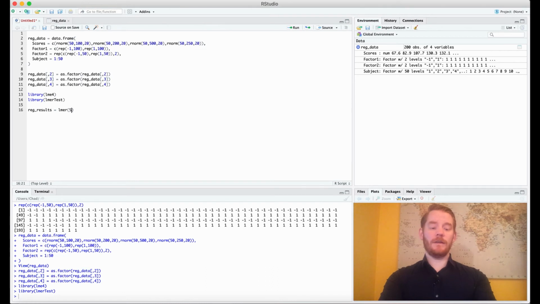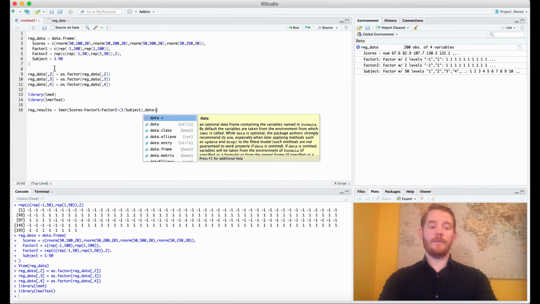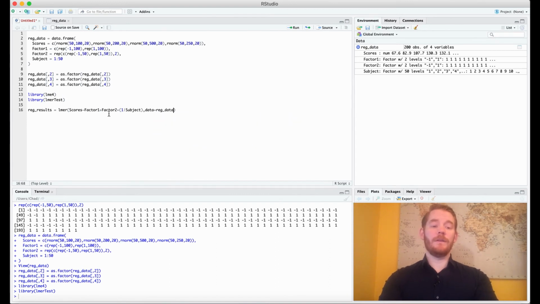Great. So now what we need is reg results equals lmer. The first thing we put in here is scores, which is our y variable. Then we could put factor 1 plus factor 2. Next we're going to add our random effects, which is telling it that we're using a repeated measures design. We're going to do that using one, vertical bar, subject. So we're using the subject ID. And finally, we need to add our data frame in there, so reg data. So we have factor 1, factor 2, and then our subject ID as our random effect. These are fixed effects, and this is our random effect.